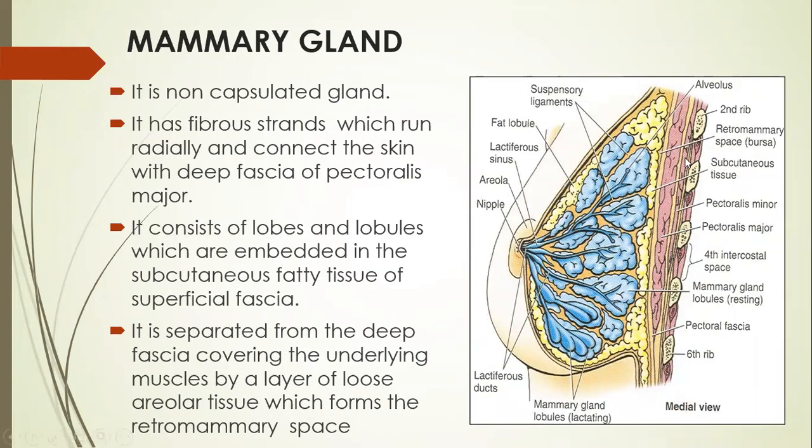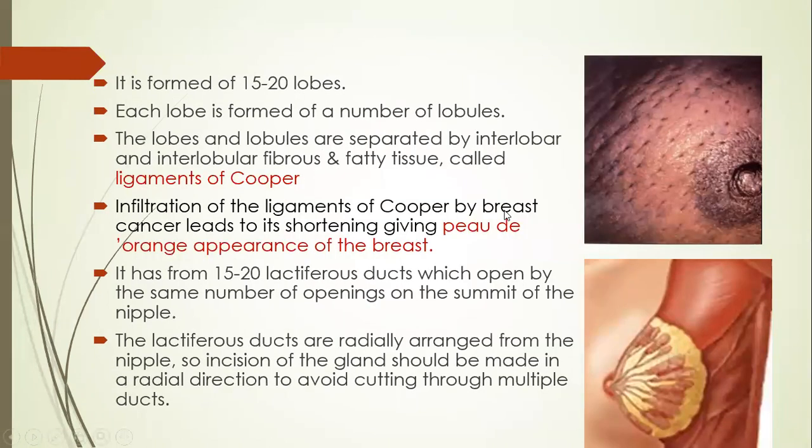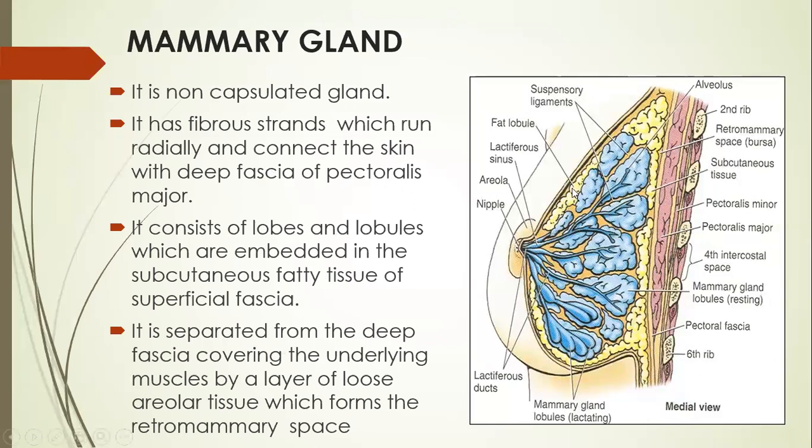Coming to the further details, as I said before, it is non-capsulated, so there is no capsule and it lies in the superficial fascia. It has fibrous strands which run radially and connect the skin with the deep fascia of the pectoralis major. So from here there will be fibrous bands, not shown in the pictures, running from the skin to the deep fascia. This is important. Later we'll discuss why. These are called fibrous strands.